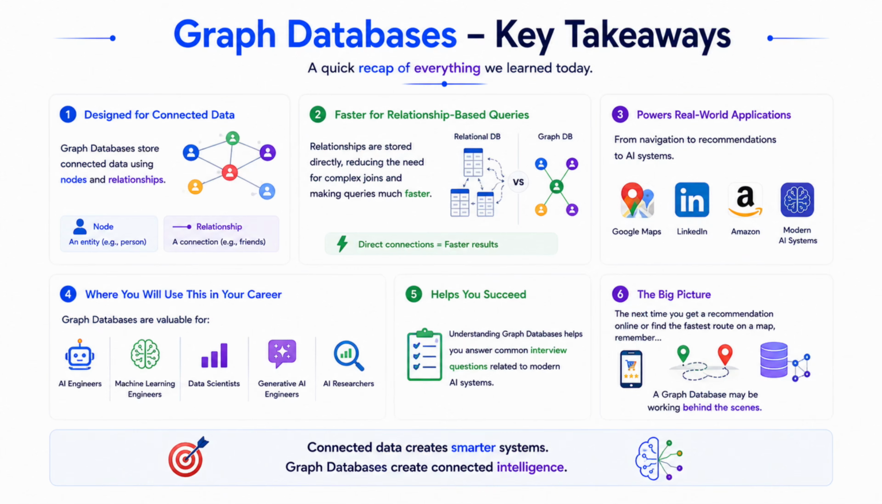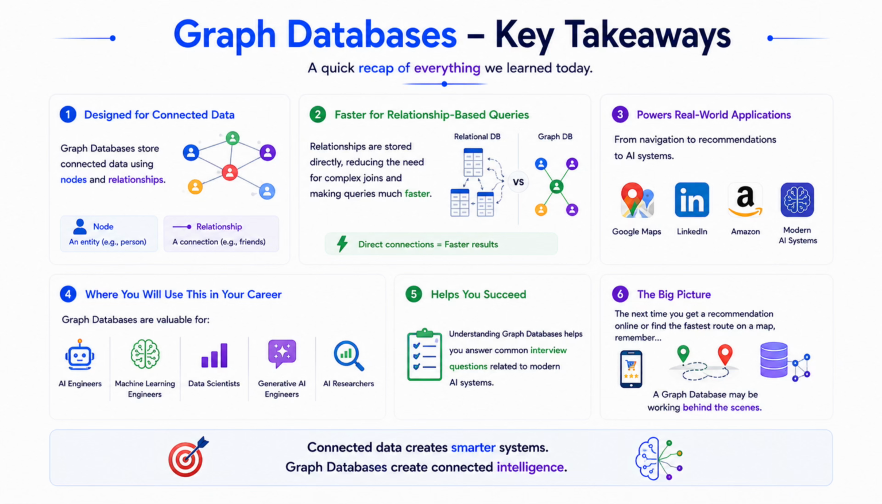Before we finish this video, let us quickly go over everything we learned today. We learned that graph databases are designed to store connected data using nodes and relationships. We also saw why they are faster for relationship based queries and how they power applications like Google Maps, LinkedIn, Amazon, and modern AI systems.